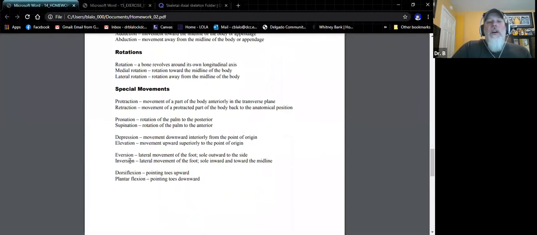Eversion and inversion, those are related to the foot, okay, and the position of the foot as it relates to the rest of the body. Eversion is when you take the bottom of your foot or the plantar surface of your foot and you move it outward. Whereas inversion is taking the plantar surface of your foot and rolling it inward. And then dorsiflexion and plantar flexion are also related to the foot. Dorsiflexion is movement of the foot towards the dorsum of the foot, which is the top. So that would be pointing your toes up, or as I like to put it, standing on your heels. And then plantar flexion would be pointing your toes down or standing on your toes.